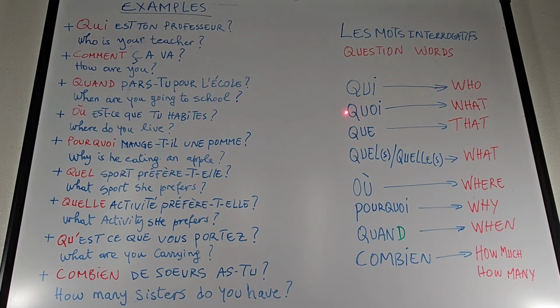We have here quoi. Always remember Q and U sounds K. O, I is wa. So that's quoi, which means what. We have que, which means that.